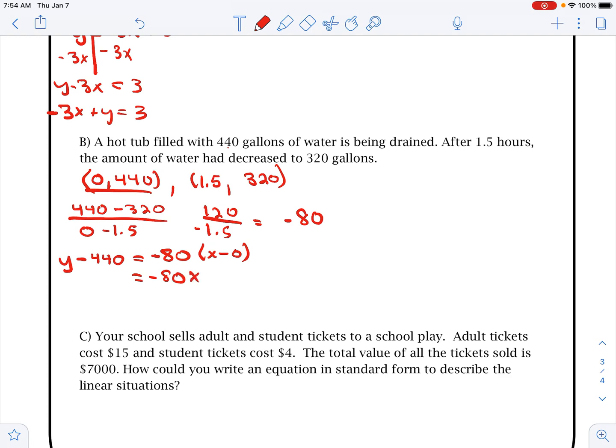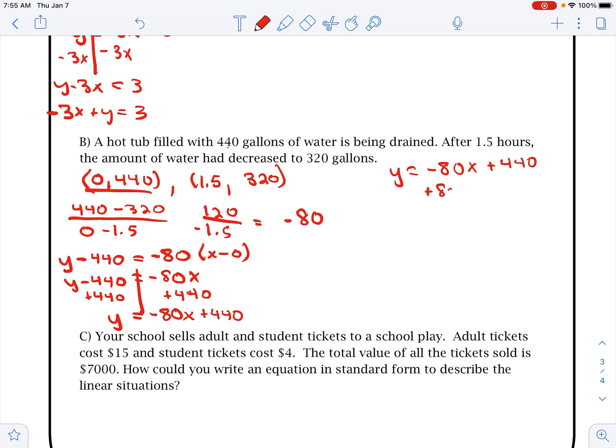Again, I would distribute. Negative 80 times x is negative 80x. Negative 80 times 0 is 0, so I don't need to put a 0 on there. Then I add that 440. And so I get y is equal to negative 80x plus 440. And then the last thing is I want to move it over. So I'll write it down, negative 80x plus 440.